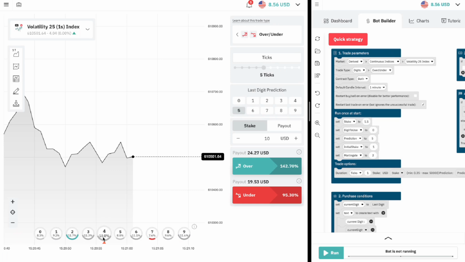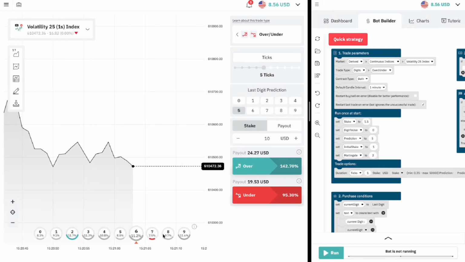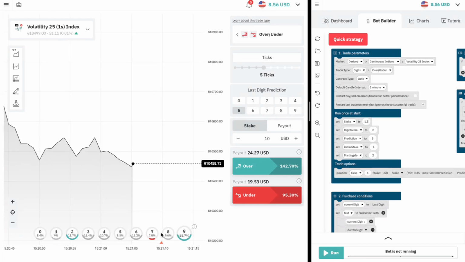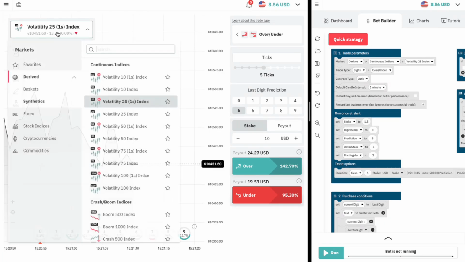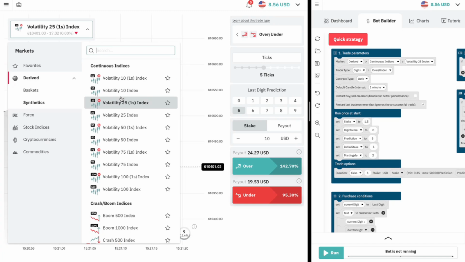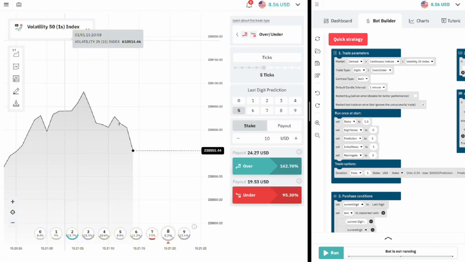So you can see 2 and 9 keep changing as the most appearing. And then this ticker that is moving just shows you which digit has occurred at the particular point.